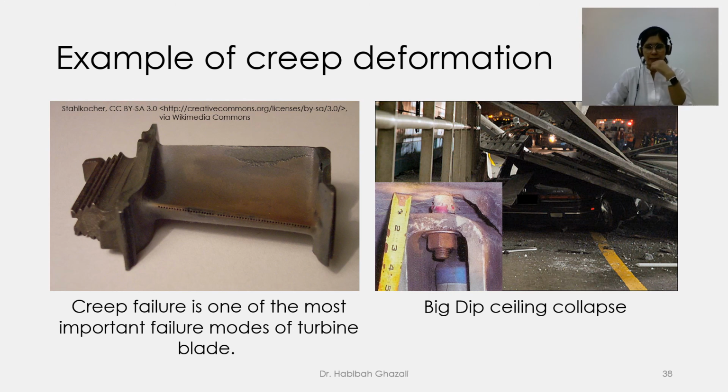Another example is the Big Dig ceiling collapse tragedy. What happened was that they used an epoxy to anchor this bolt. This bolt has been exposed to constant load all the time, and this epoxy eventually, over time, at higher temperature in that tunnel, experienced creep deformation, and eventually it broke and the whole ceiling collapsed.